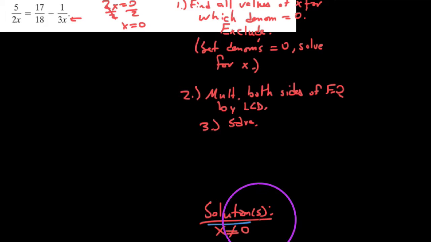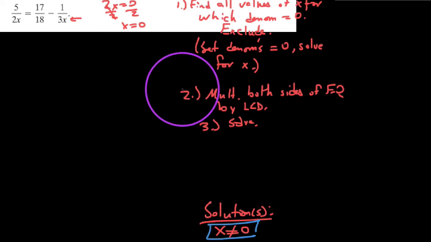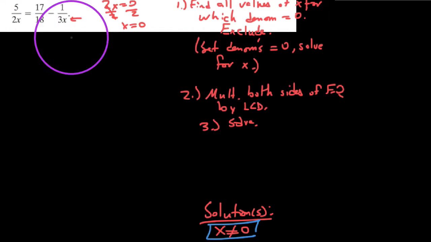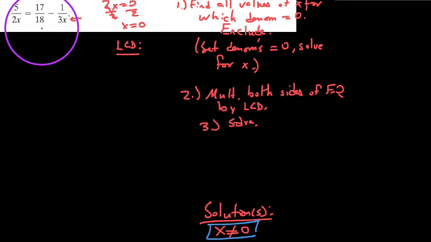It's the first thing we want to say. In this equation, x can't be 0. But let's move on now, and we say, okay, now multiply both sides of the equation by the LCD. Now recall, when you want to find an LCD for a set of denominators, what you do is factor the denominators completely.